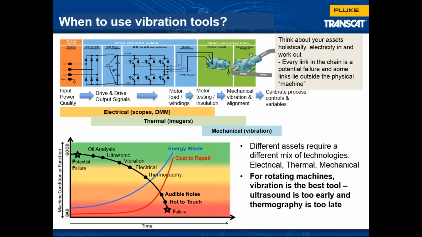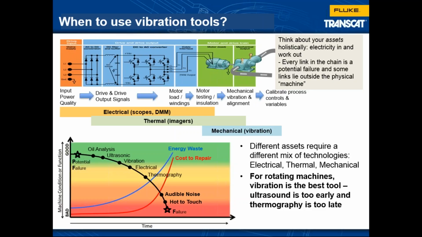So this chart shows that for rotating machinery, vibration is really the best tool because we can find a fault. Once it's hot to the touch and once thermography can see it or it's making noise, the damage is already done to rotating machinery and there's already energy waste. But vibration is going to find that months in advance.